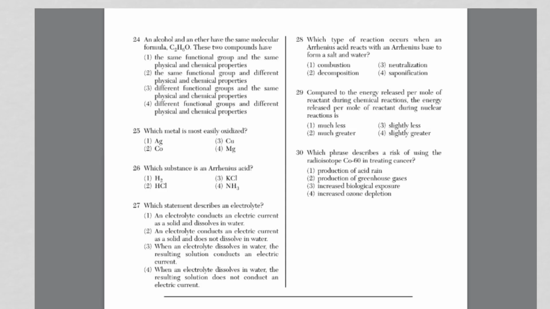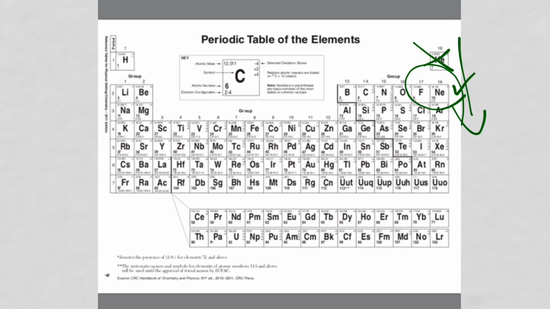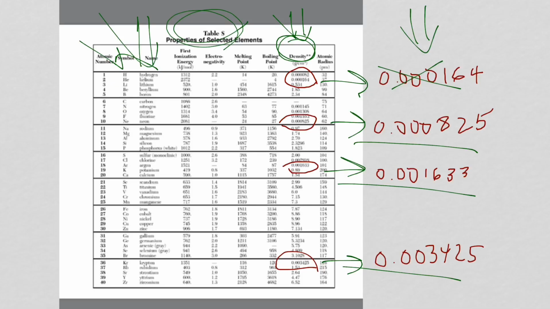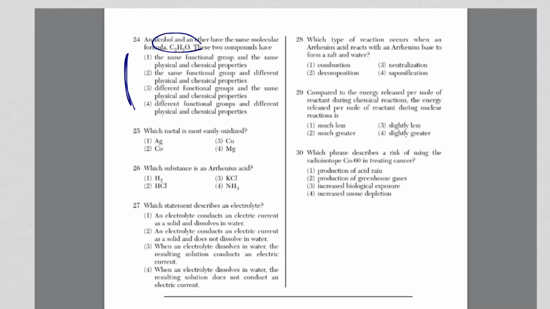So for 24, an alcohol and an ether have the same molecular formula. These two compounds, well, do they have the same or different functional groups? Which means then what's going on as far as properties? Well, if you go to reference table R, here they are, alcohols and ethers. They definitely have different functional groups. With different functional groups, they're going to have different structures. Different structures always mean different properties. So different functional groups, different properties, and that would be choice 4.